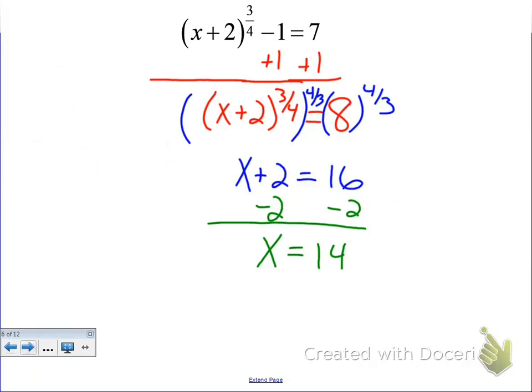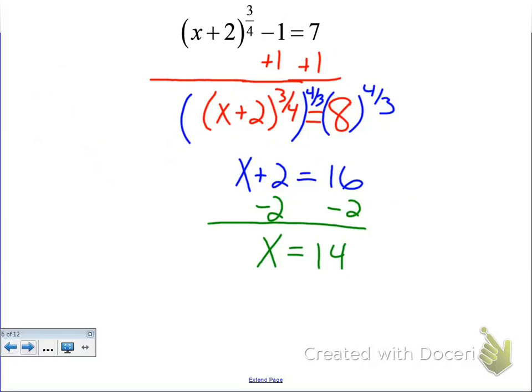You start off with the steps here in red, and you add 1 to both sides to isolate the radical by itself. So then we're left with x plus 2 to the 3/4 power equals 8. Now we do the step in blue, where we do each side to the power of 4/3, which is the reciprocal of the original exponent. So on the left-hand side, we're left with x plus 2. On the right-hand side, we do 8 to the 4/3 power.